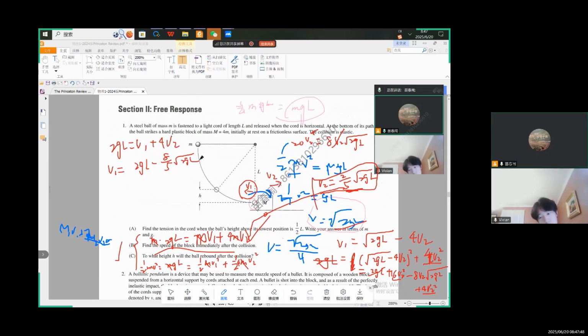What height will the ball rebound after the collision? Squared over.